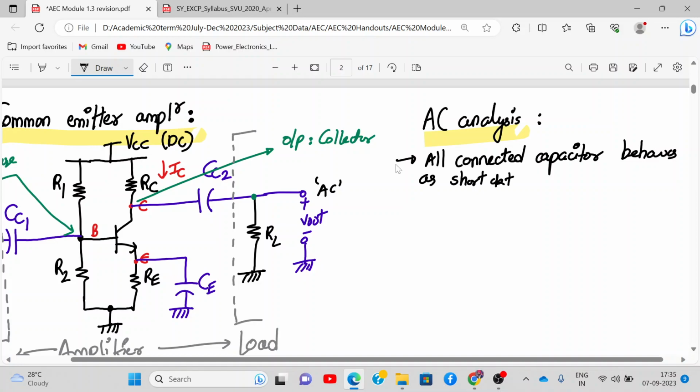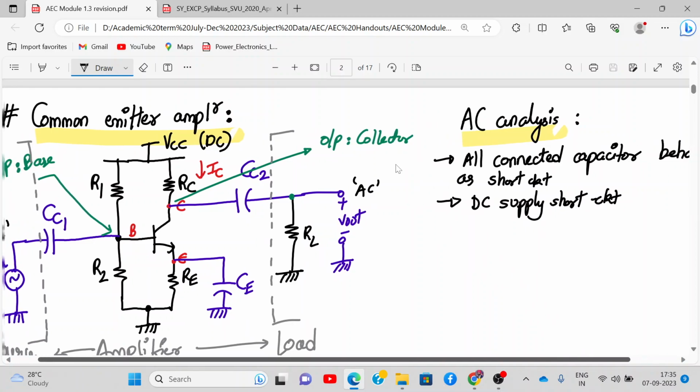And along with it, we'll also assume that your DC supply, any independent source, also is short circuited. Anyone can tell me why we short circuit the DC supply? Because in a small signal AC analysis, there is no quantity which is fixed. All quantities are time varying, and DC is not a time varying quantity. That is why the DC supply is also short circuited. Did you get it? Yes, sir.